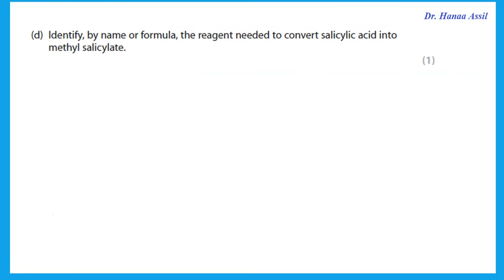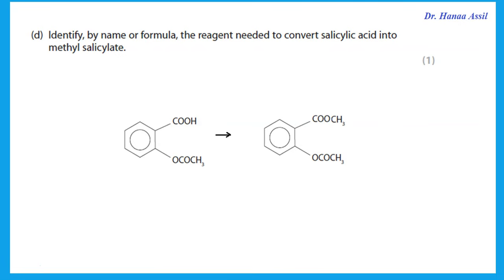Identify by name or formula the reagent needed to convert salicylic acid into methyl salicylate. So I'm starting with salicylic acid. I want to change it into methyl salicylate. That means I am trying to make an ester using methanol. So the methanol would react with that acid group to form the methyl ester.